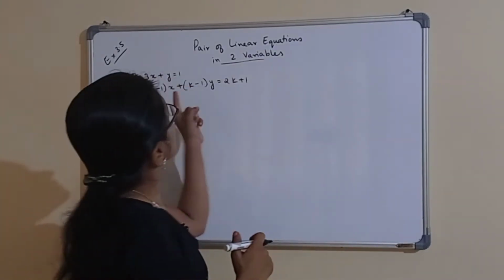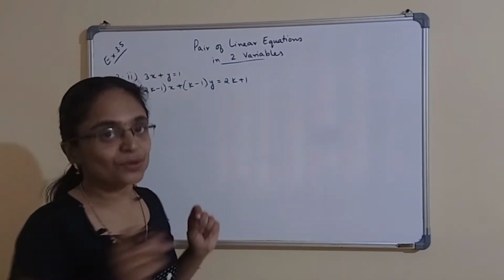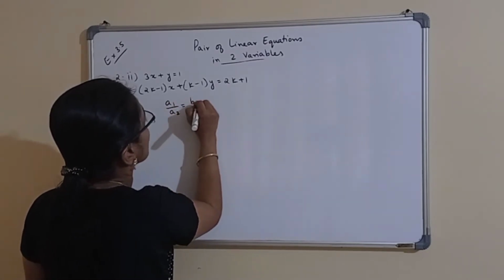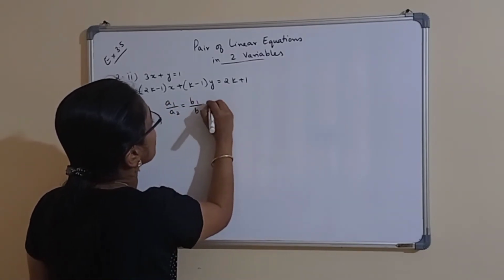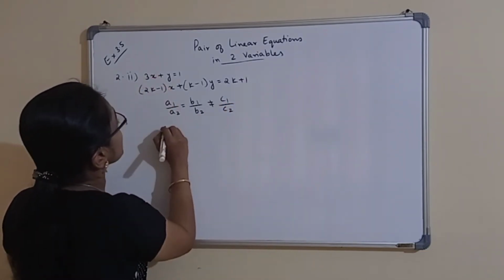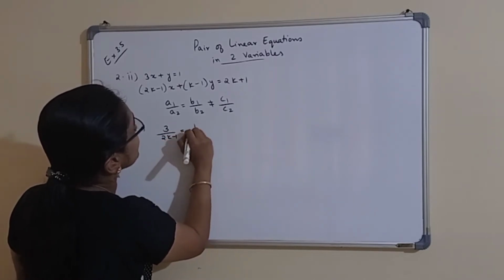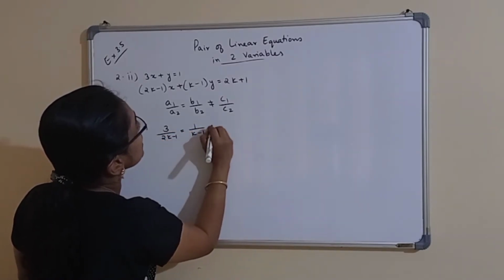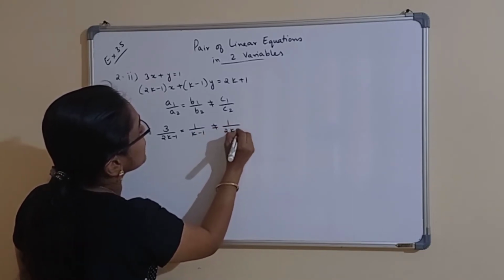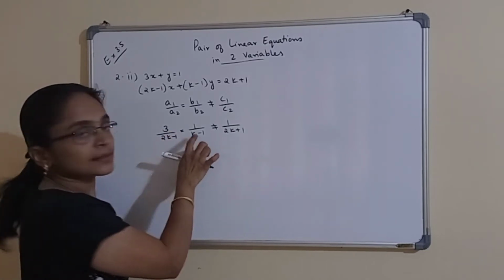Next one, for which value of k will these equations have no solution? No solution means a1 by a2 is equal to b1 by b2, which is not equal to c1 by c2. So 3 by 2k minus 1 is equal to 1 by k minus 1, which is not equal to 1 by 2k plus 1. Okay, we can equate this and this.